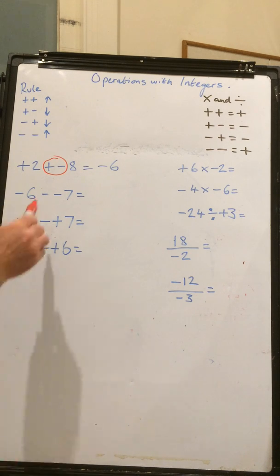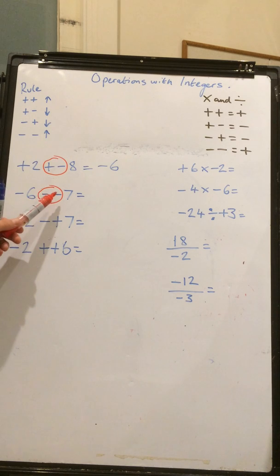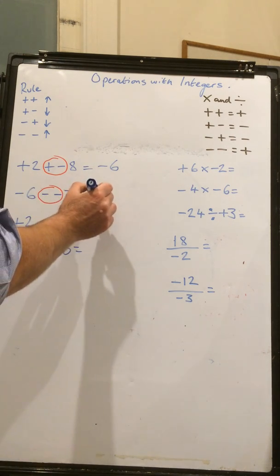Here, if we take away a negative, that means that we're moving upwards. So we start at negative 6, we go up 7 places. So the answer is going to be positive 1.